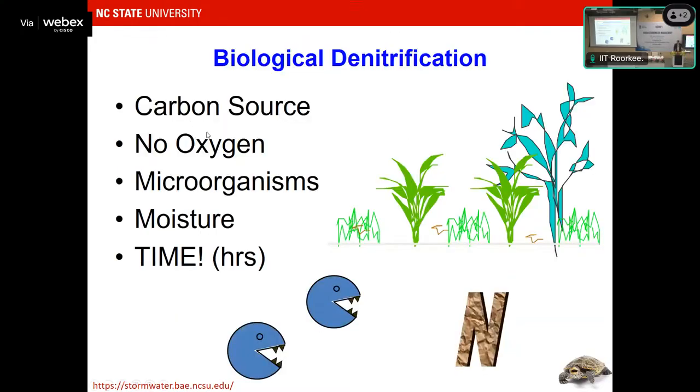Okay, for the nitrogen cycle to go through, all right, for the microbes to be happy, we have to have a carbon source.